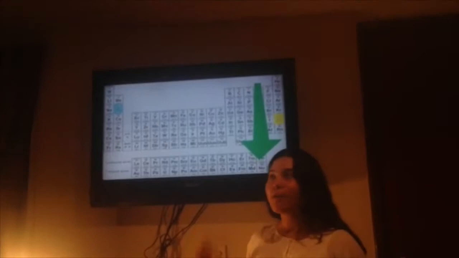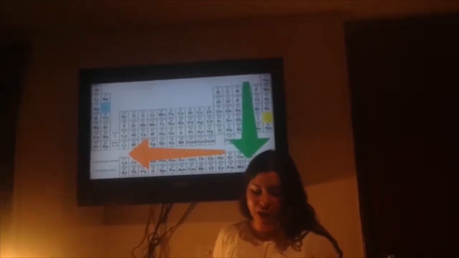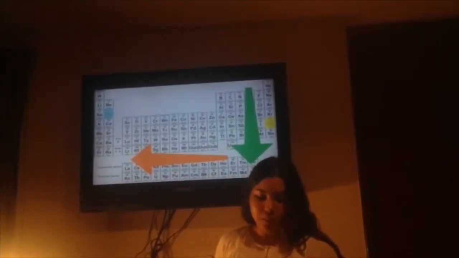But what if they are on the same line? When that happens, the one on the left is always bigger. Oh, I see. That's easy. But why is it like that? Because going down on the periodic table adds more particles to the atoms, making them bigger. But going to the right makes them smaller because they stick closer together.